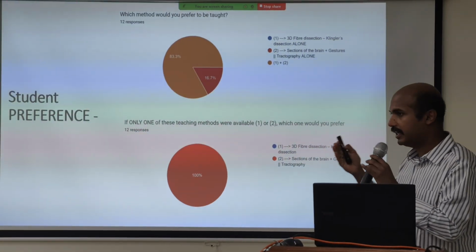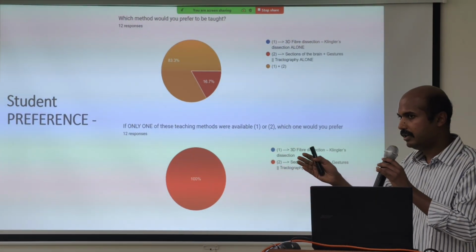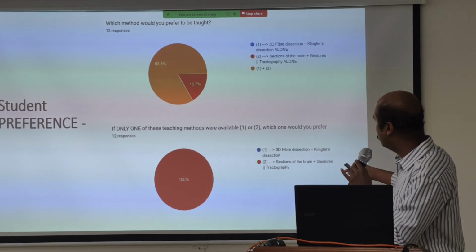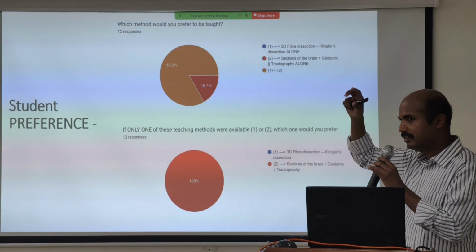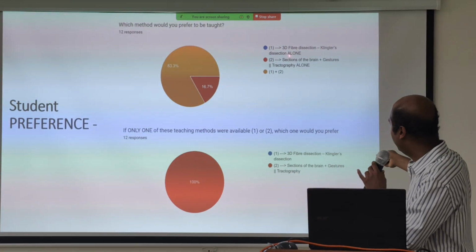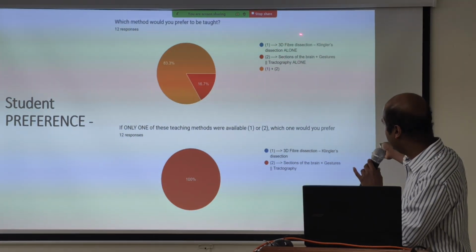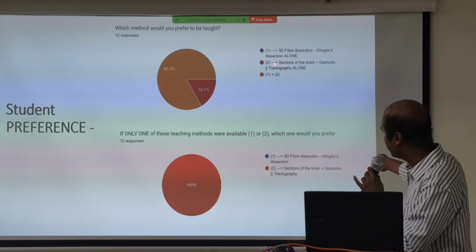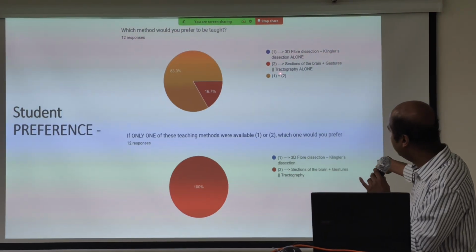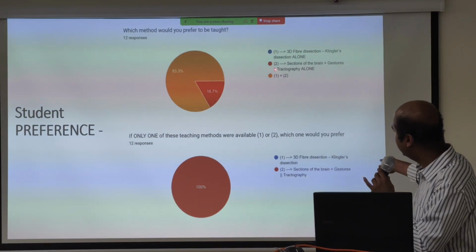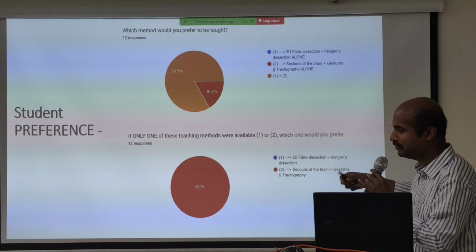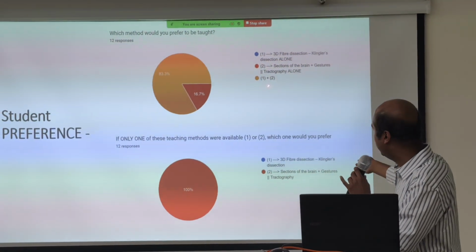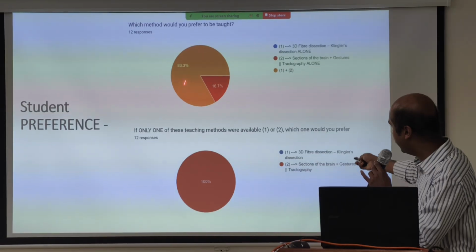Student preference was taken on comparing the different teaching methods. For example, I compared the two models, which was my basic research question. I compared the 3D fiber dissection, which is the gold standard, and compared the sections of the brain, gestures, and tractography alone. When I did these two comparisons, they said that both should be combined. Mostly students prefer different methods to be combined, not a single method alone. So both should be combined was rated high.